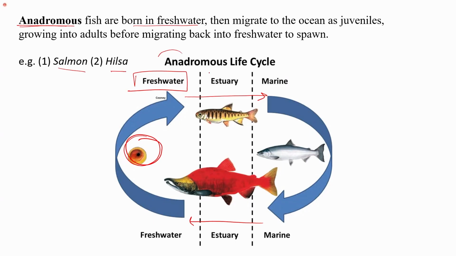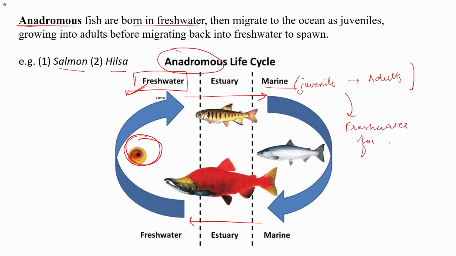So in anadromous, the life cycle starts in fresh water, and then they move into marine water where they develop into the juveniles, that is the young ones, and then into the adults. Then the adults migrate back to the fresh water for the spawning. Spawning is the egg laying. So they move to the fresh water again for spawning. So this is anadromous migration.